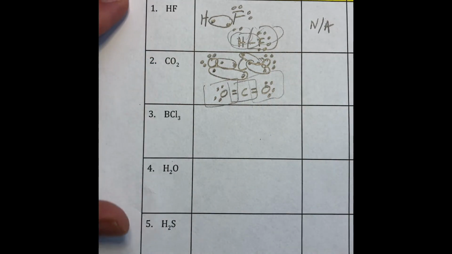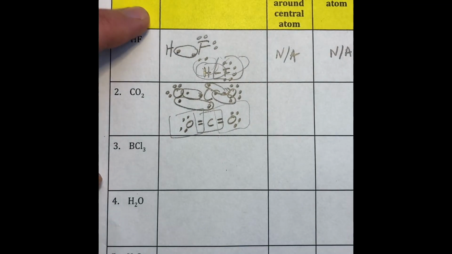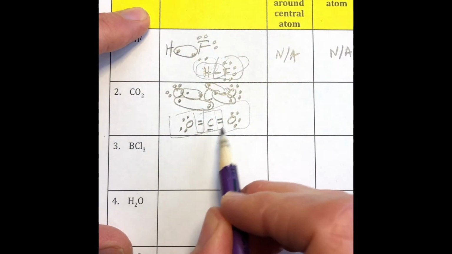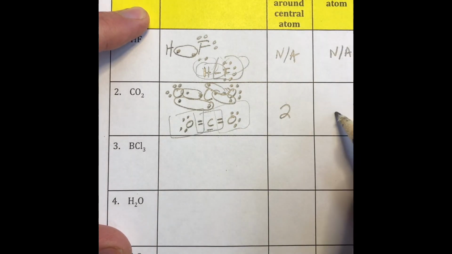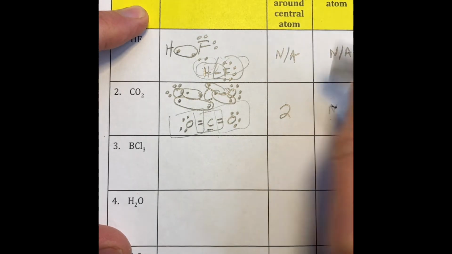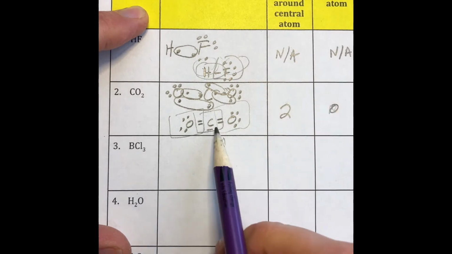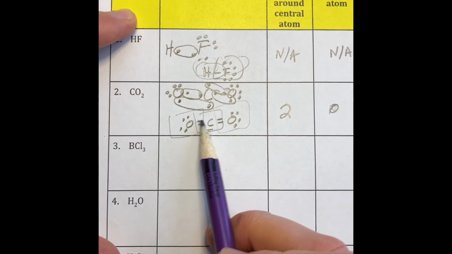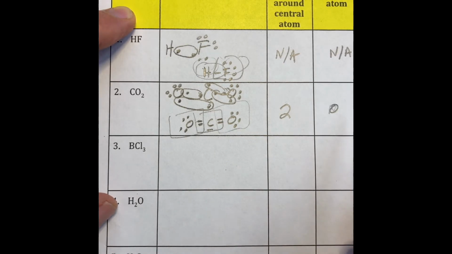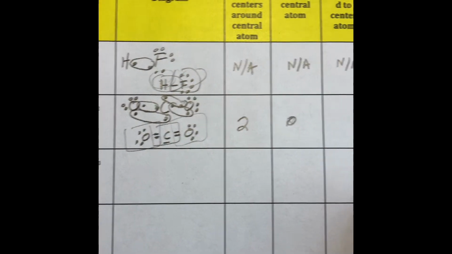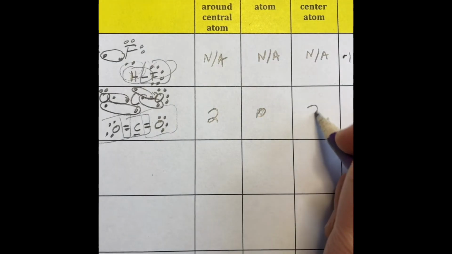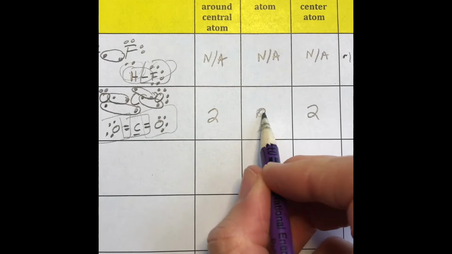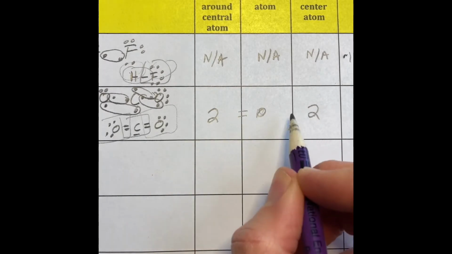The next question is the number of charge centers around the central atom. Carbon is the central atom, so the number of things around it are 2. The second question, number of lone pairs on the central atom, I shouldn't say not applicable, it's 0. There are 0 lone pairs on that carbon because that carbon is sharing bonds, so there aren't any that aren't paired up. The next one is atoms attached to the center atom, and there are 2 atoms attached to the center atom. And I like to go 2 plus 0 equals 2, or 2 equals 0 plus 2.